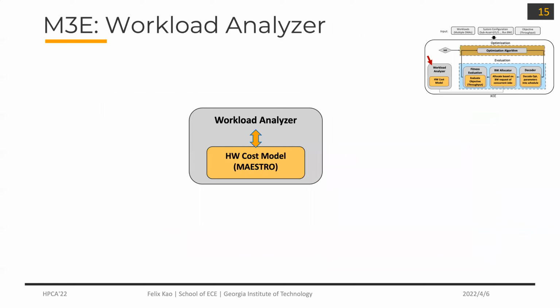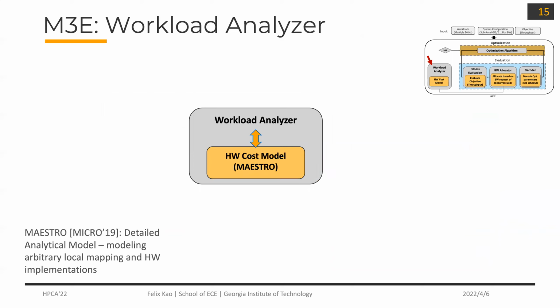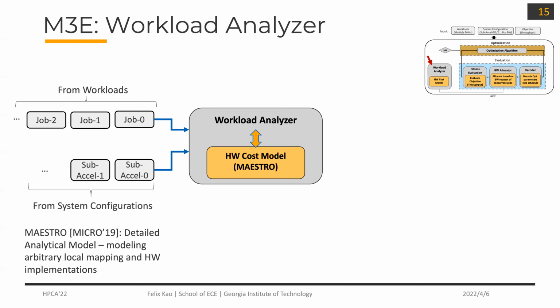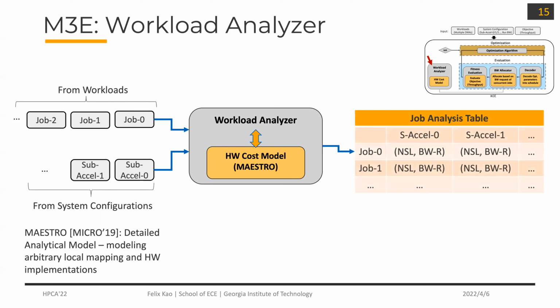First, the Workload Analyzer. It introduces a hardware cost model, Maestro. Maestro is a detailed analytical cost model that can model arbitrary local mapping and local hardware implementation. We use it to model the performance of the sub-accelerator. The workload analyzer will take in the input of workload, which is a group of jobs with no dependency, and the system configuration, including each uniquely configured sub-accelerator. Then it will generate a job analysis table.